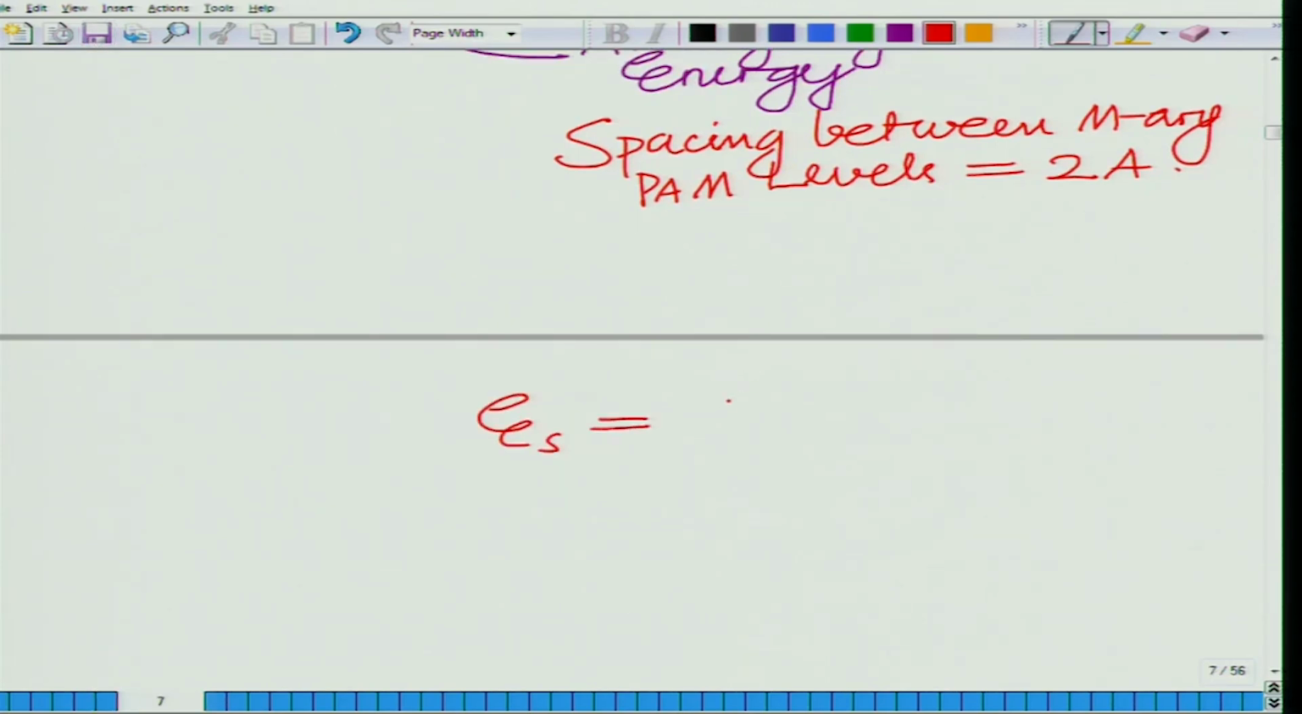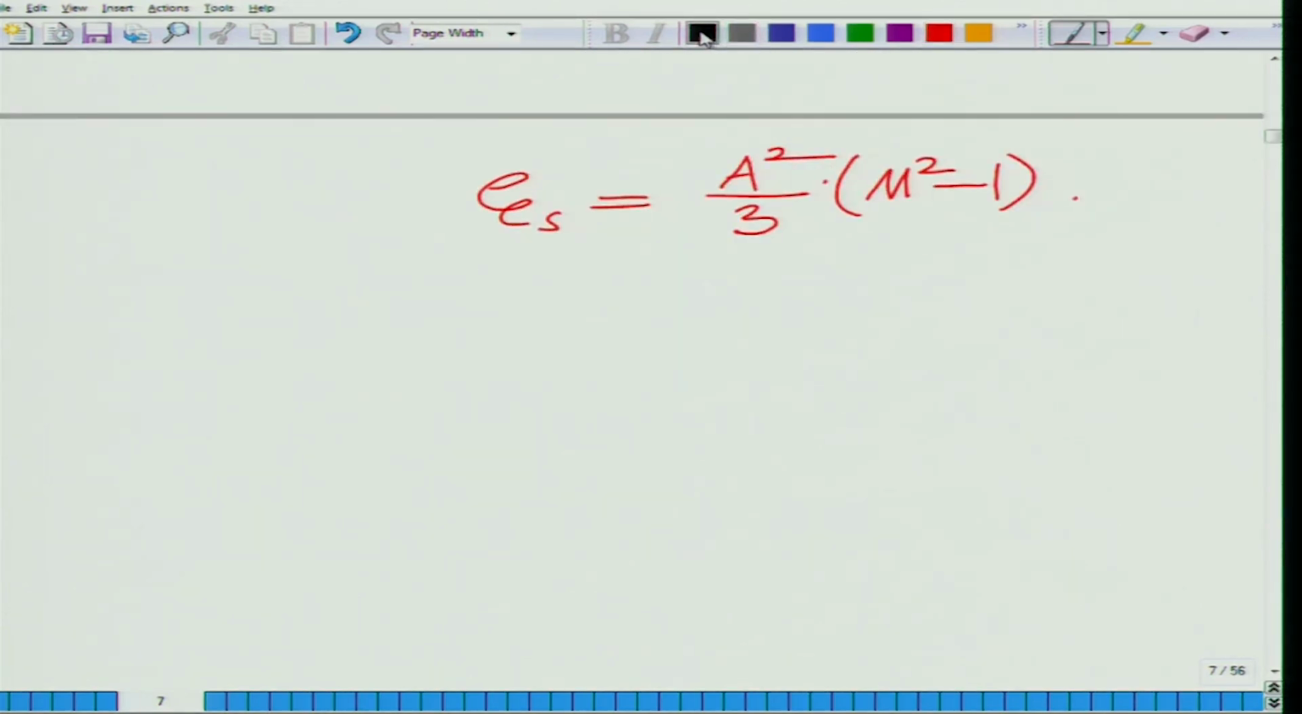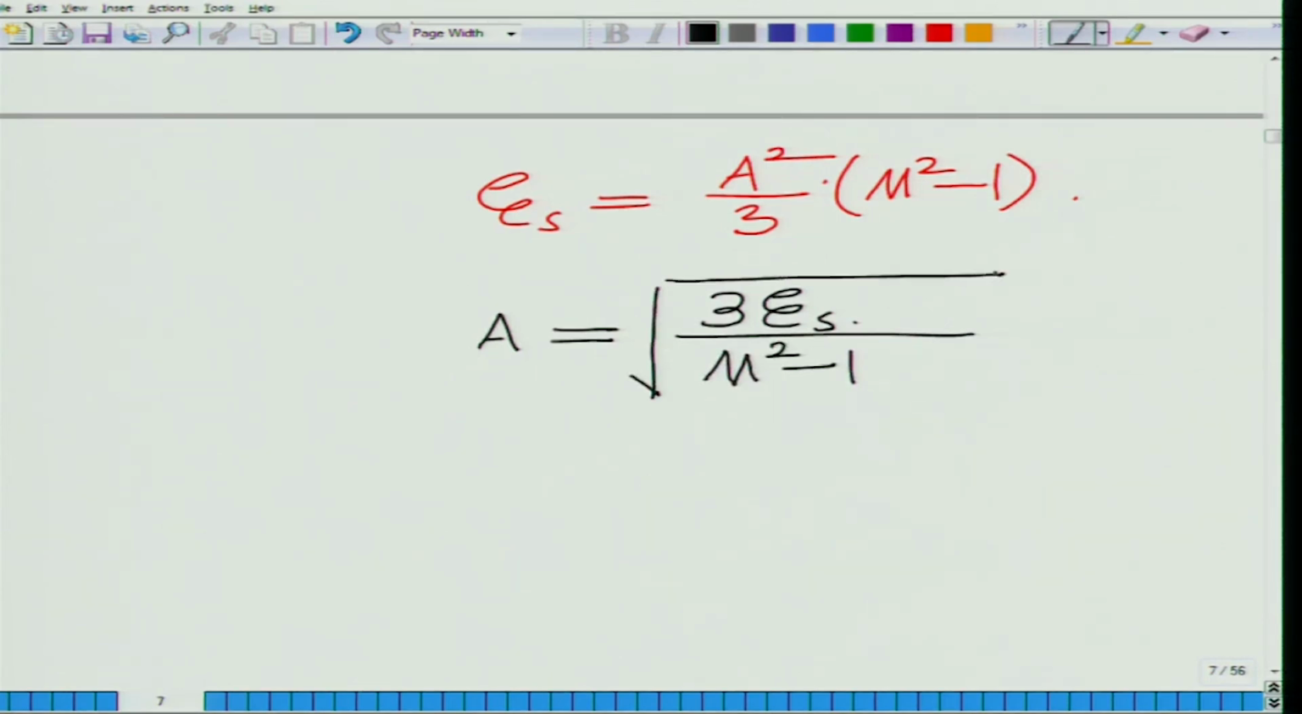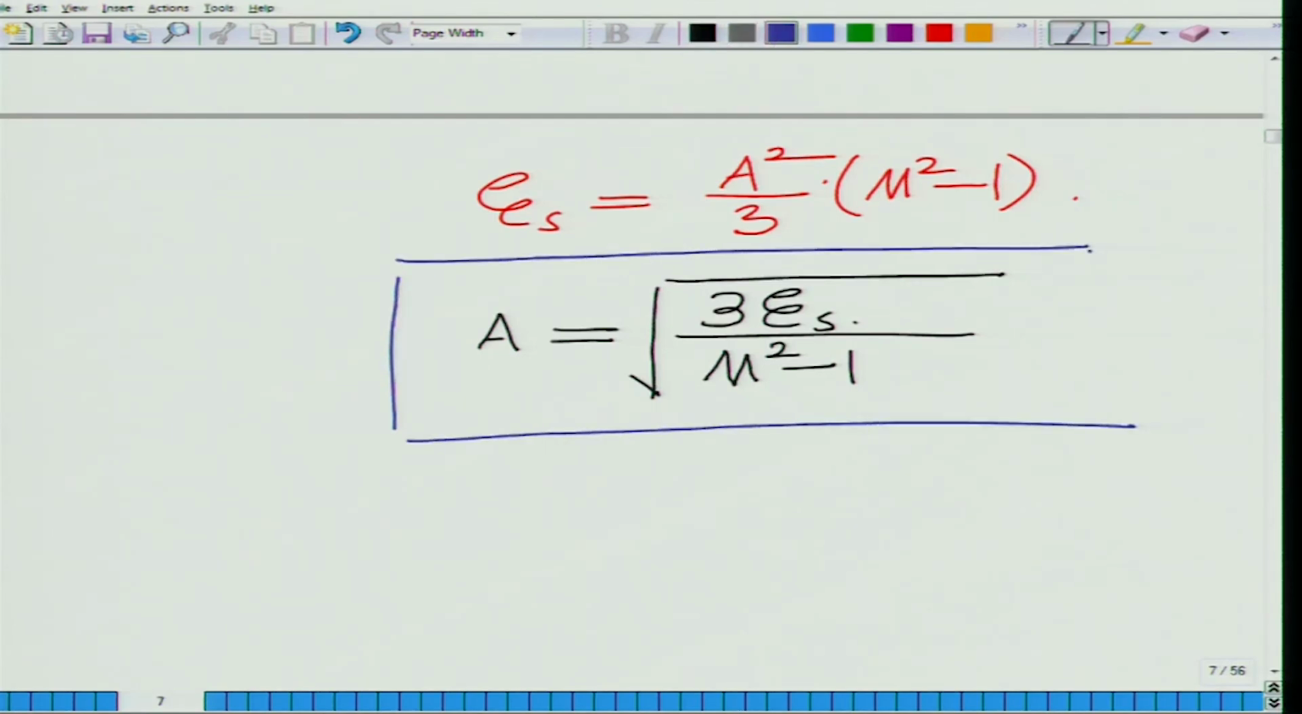Therefore, now look at this, we have Es equal to A square by 3 into m square minus 1. If we are given Es, remember that is what you want to do, we want to choose an appropriate A, where 2A is the spacing. So, setting A equal to the square root of 3 Es divided by m square minus 1 ensures average symbol energy of Es.